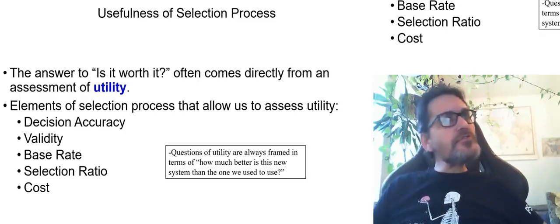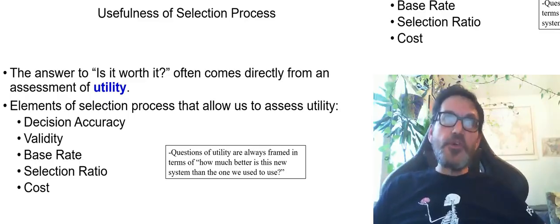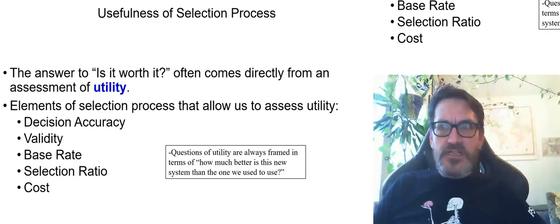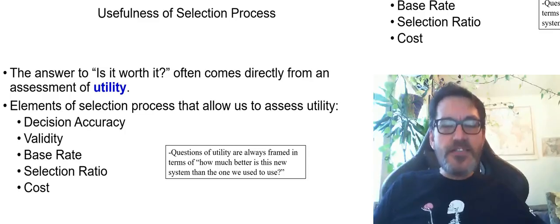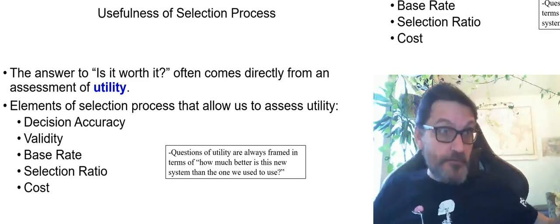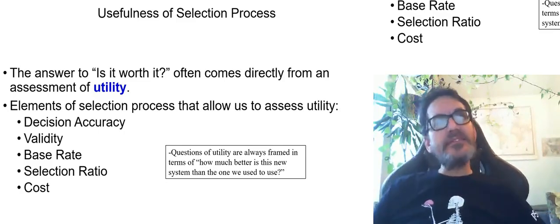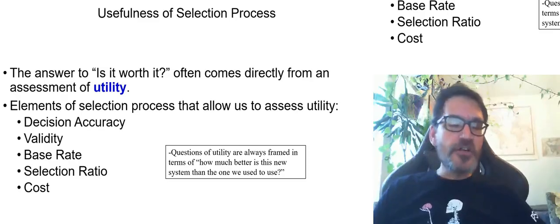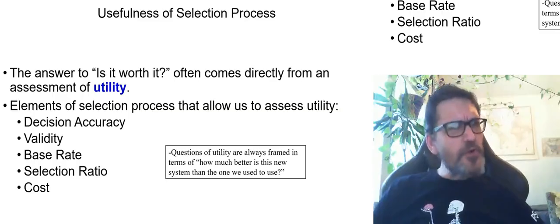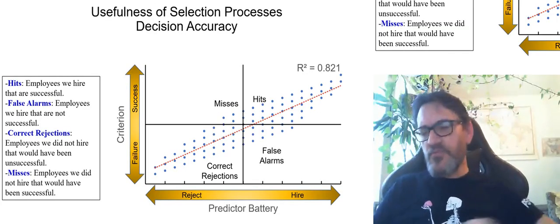But you also need to know the base rate. That is, you must have already had something in place, and how good was your existing thing? Because you don't just look at how good is the selection battery, you have to look at how much better is it than what we already were doing, okay? We have to look at the selection ratio, which is a function of how many positions there are to fill and how many applicants there are. And then, of course, the costs, right? These things really cost money.